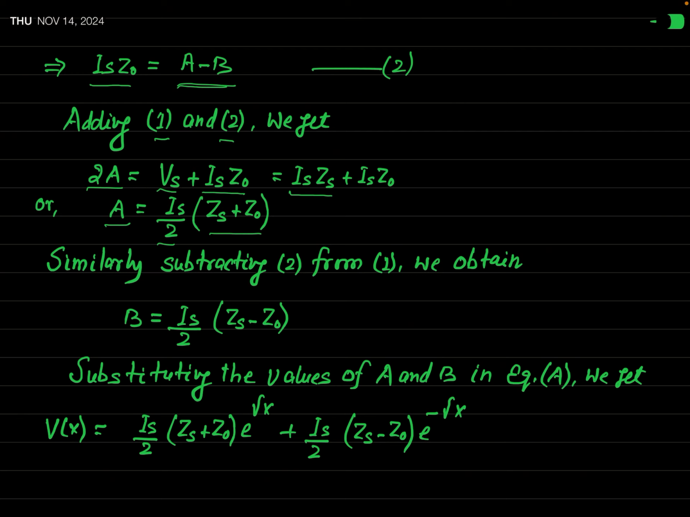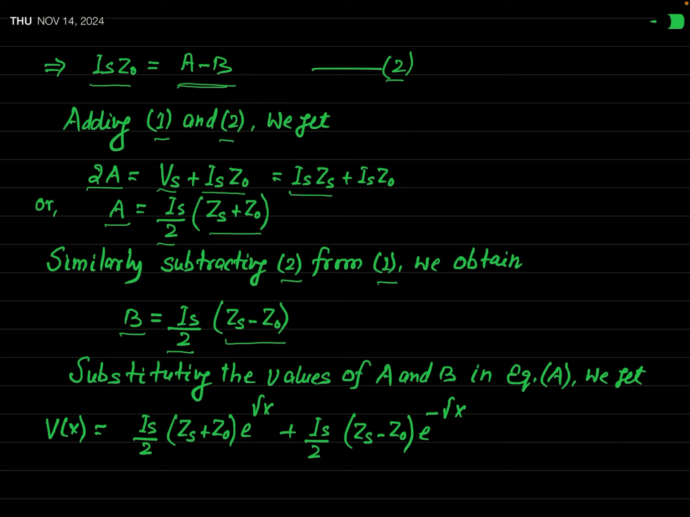So in this way you can see how easily we have obtained the unknown constant A. Now in a similar manner, when you subtract equation 2 from equation 1, you will see A will cancel out and you will get B. After subtracting equation 2 from 1, B will be equal to Is over 2 times Zs minus Z naught. So in this easy manner, we have obtained the values of constants A and B.